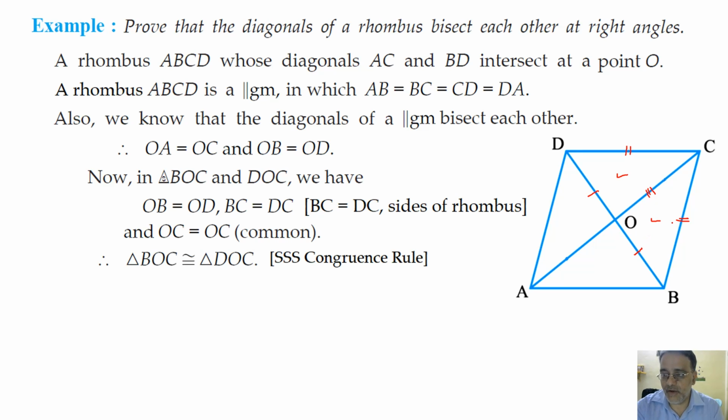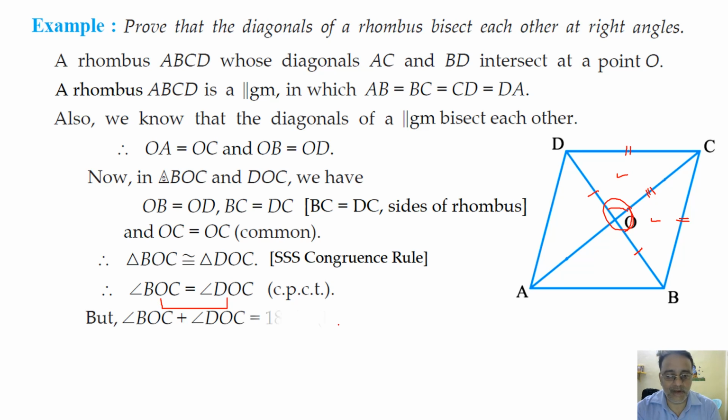So now what about these two angles? What can you say about these two angles? Equal. Why? CPCT. And what is the sum of these two angles? 180 degree. Why 180 degree? Linear pair. Right. So these two angles are equal by CPCT, and the sum of these two angles is equals to 180 degree by linear pair. So each angle will be equals to 90 degree.